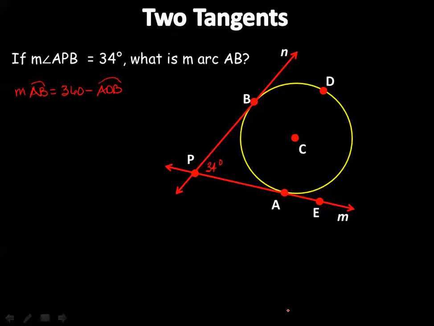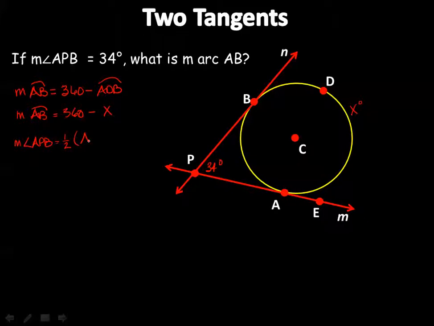All right, so we've got the problem set up. Minus arc ADB, all right. So the measure of arc AB would equal 360 minus x, because we don't know what the measure of arc ADB is. So I'm going to put an x right there, x degrees. Okay, so now I need to find the measure of angle APB, which equals half. Well, I'm not finding that measure, I already know it.